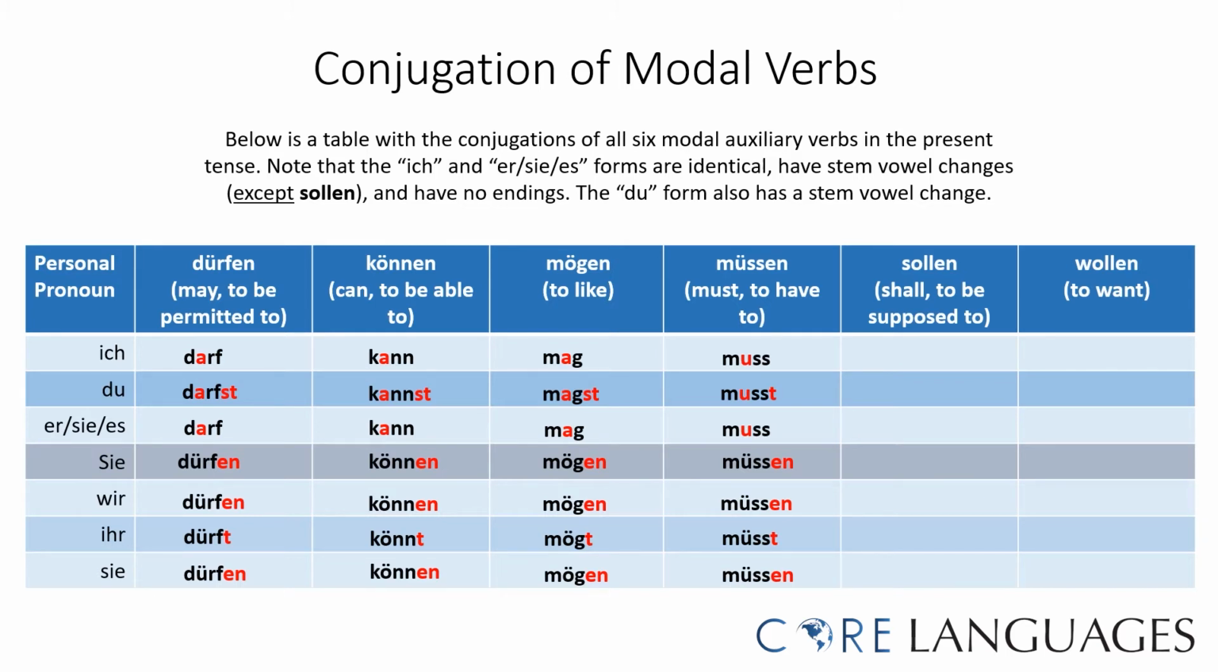Sollen, shall, or to be supposed to. Ich soll, du sollst, er/sie/es soll, Sie sollen. Wir sollen, ihr sollt, sie sollen. Wollen, to want. Ich will, du willst, er/sie/es will, Sie wollen. Wir wollen, ihr wollt, sie wollen.